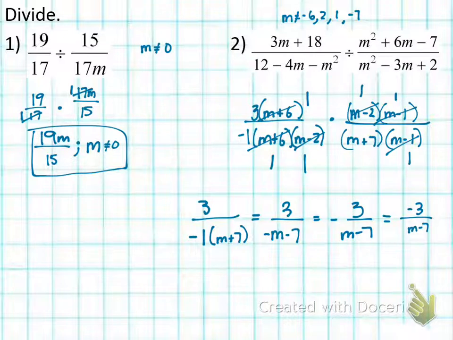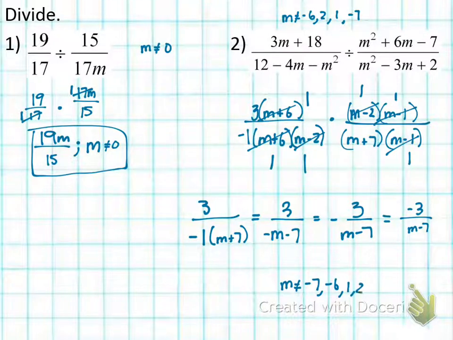Okay, but you write your answer and then your excluded values, which we wrote at the top, where we said m cannot equal negative 7, negative 6, and 1 and 2.